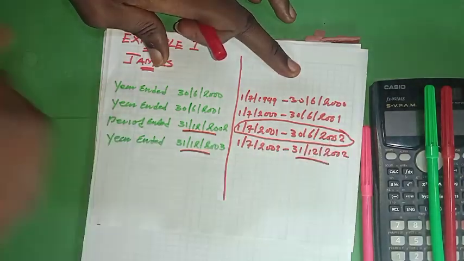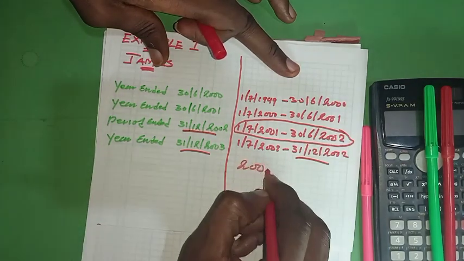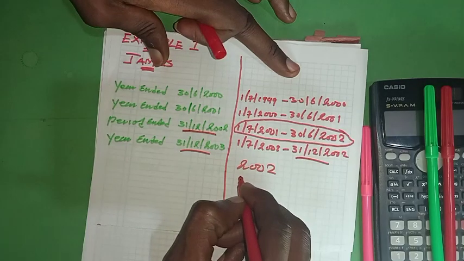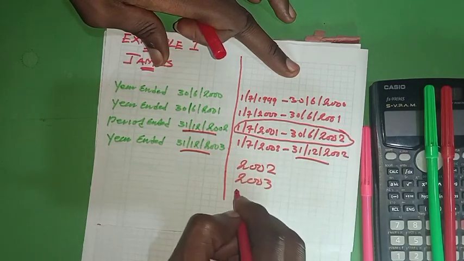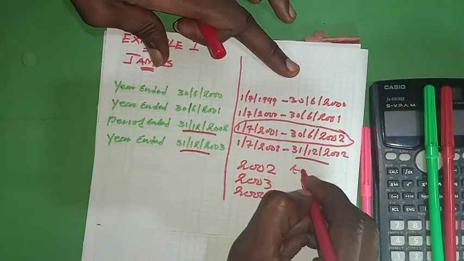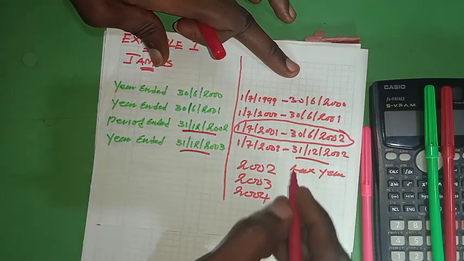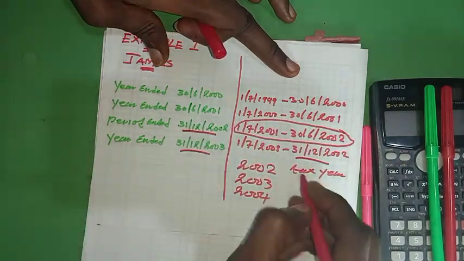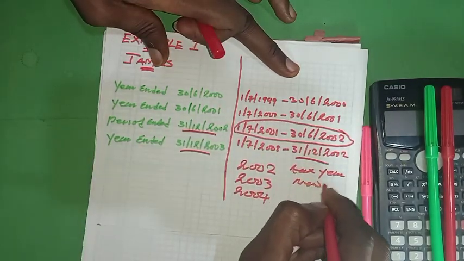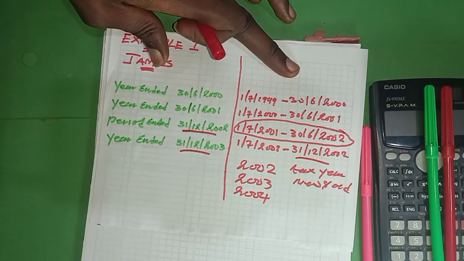Now, this is the year of change. So the year of change here is now what? 2002. The subsequent year is what? 23, 24. This 2002 becomes your tax year, which you are going to use to assess, compute based on new and old date. Are we okay with that?